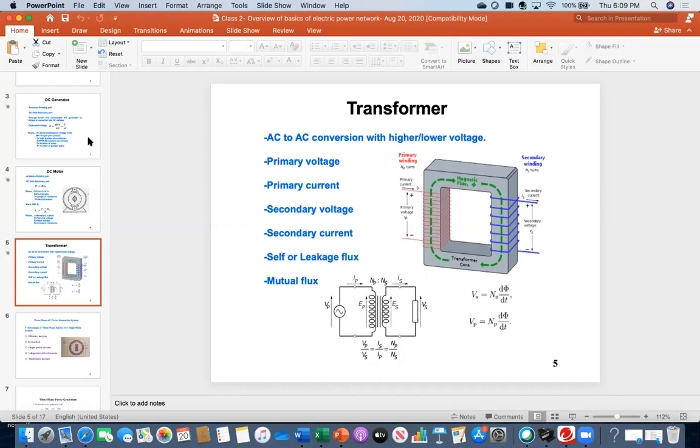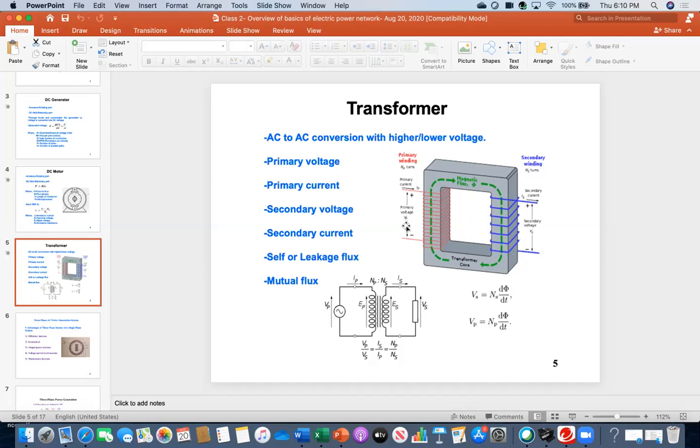Before I discuss the DC generator and DC motor, which are definitely DC, is a transformer a DC device or an AC device? It should be AC, right? It must be AC. So I will ask the question: what will happen if you apply DC here? Nothing will be generated. There won't be any flux change. The coils get burnt, right?